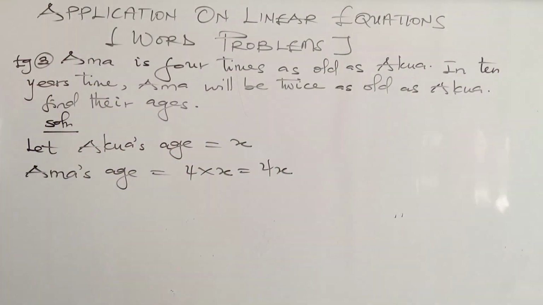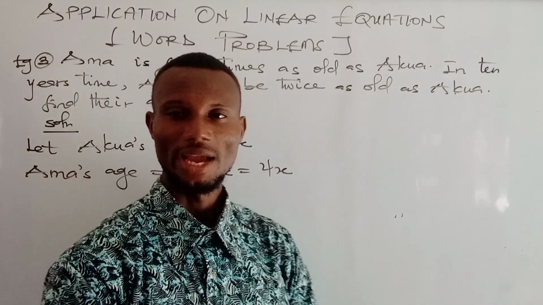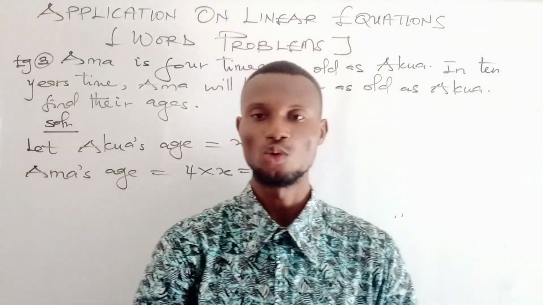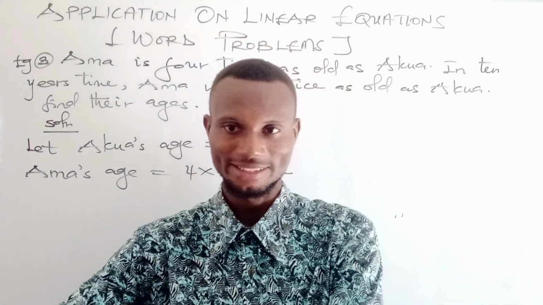Okay, it says that in 10 years time, now please you need to take note that the question is saying that in 10 years time. So now we need to know Ikea's age in 10 years time, and we also need to know Amma's age in 10 years time.